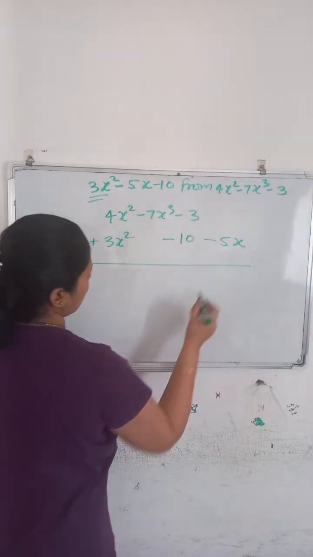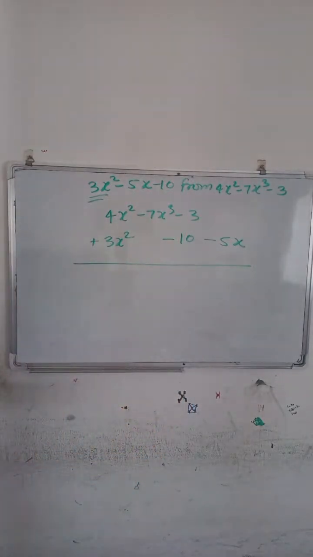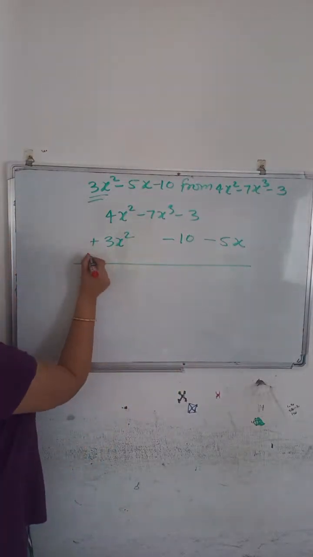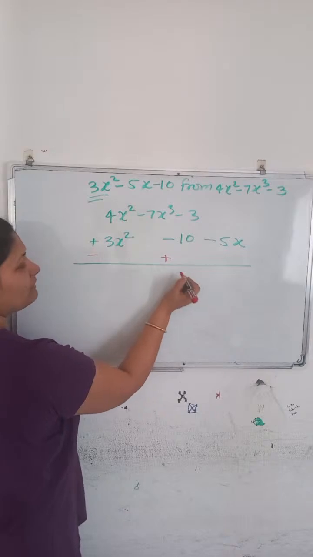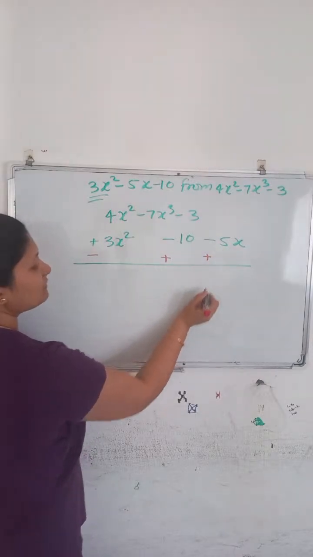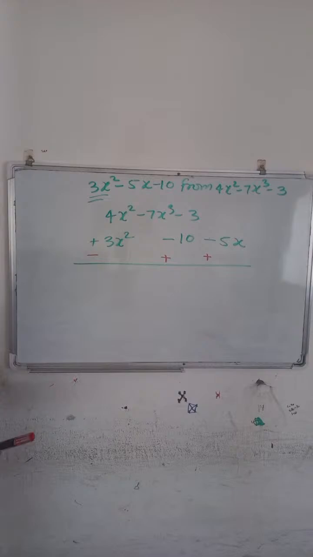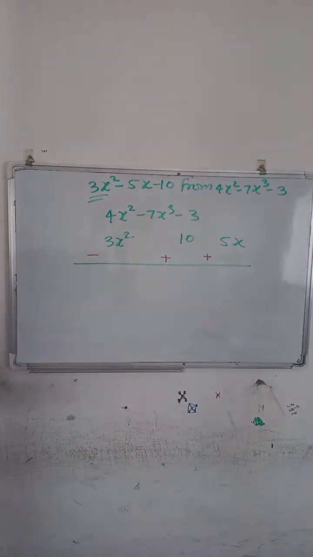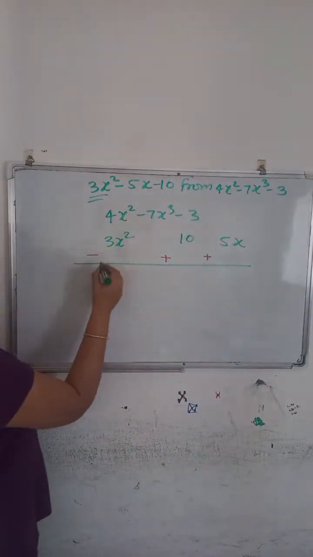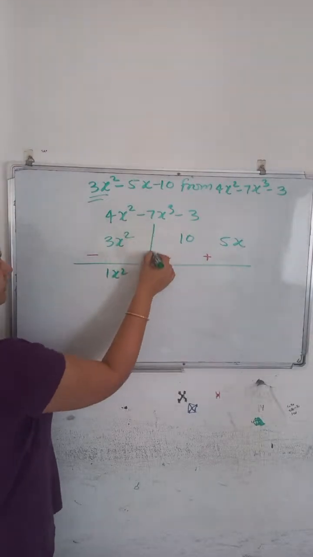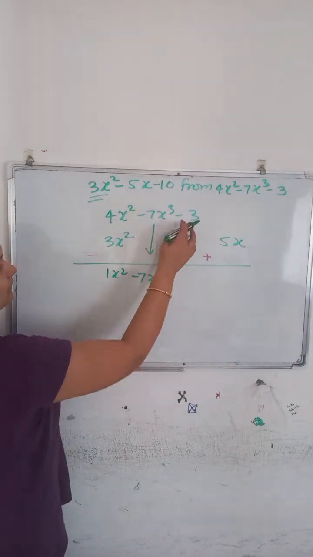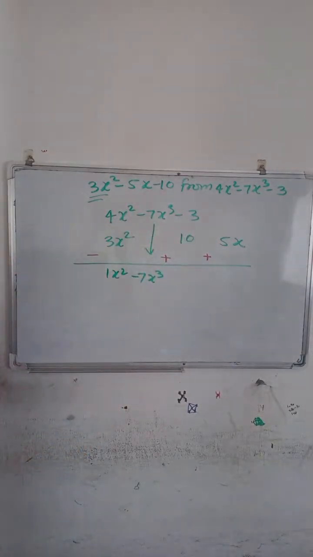Now subtract. Whenever we are doing subtraction, be careful while doing this calculation. The terms which are in the lower part, their signs get reversed. It is positive, it will become negative. This is negative, it will become positive. This is negative, this will become positive. Now here 4 minus 3, we erase this previous sign which is of no use now. So 4x square minus 3x square is 1x square. Here there is no x cube, so I will write minus 7x cube as it is. Now here plus 10 minus 3 is nothing but plus 7.